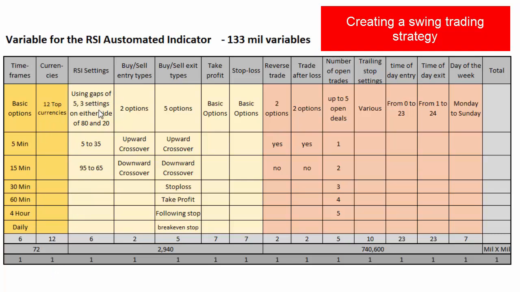So RSI settings, the most basic ones that tend to work are the 20 for oversold and the 80 for overbought. So I'm not going to think any further. I'm just going to take those. So I've reduced that to 1. Then the options to enter doesn't matter at this stage. And I can choose either of those. I could choose, let's say, the upward crossover method, and I've now got my options down to 1.